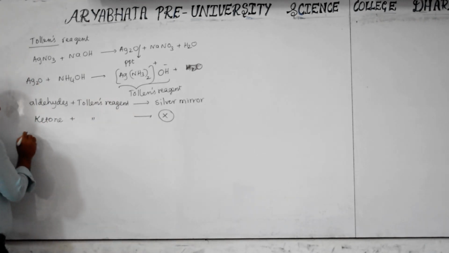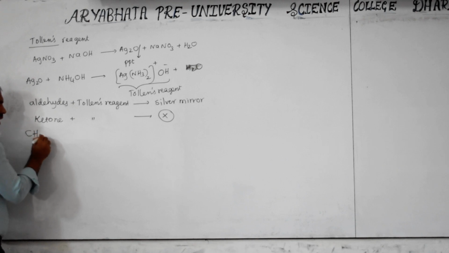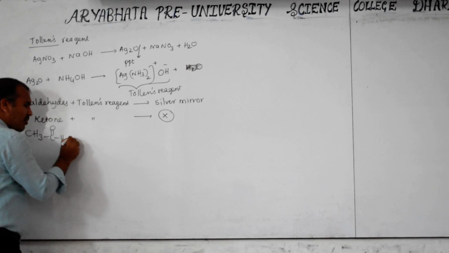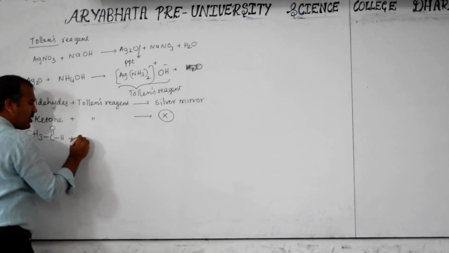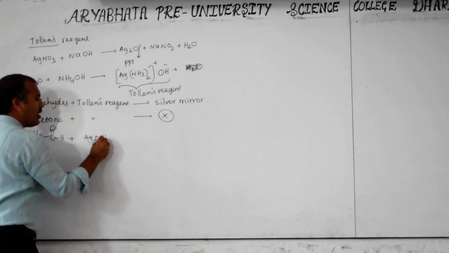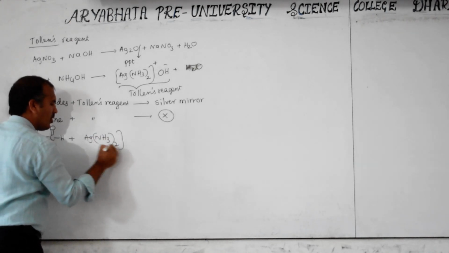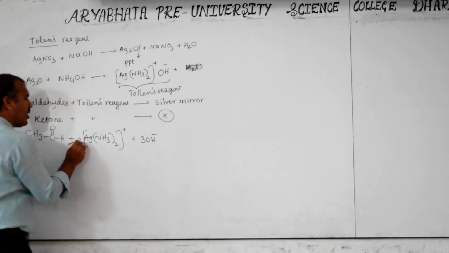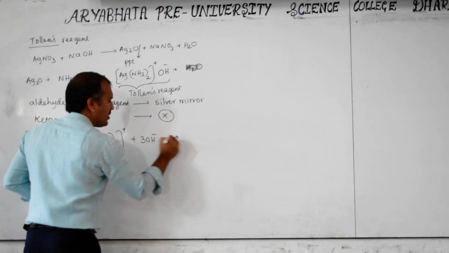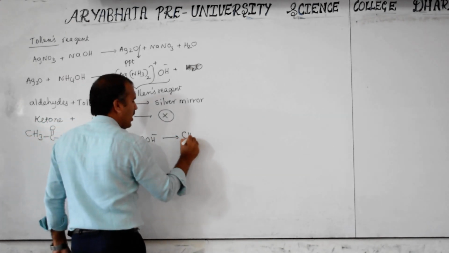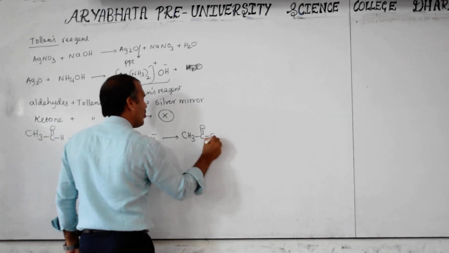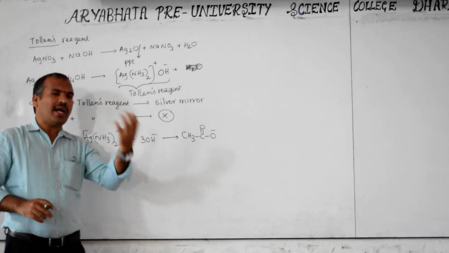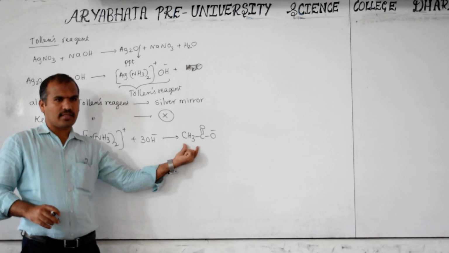Take one example: acetaldehyde, CH3CHO, which reacts with Tollens reagent. What is the Tollens reagent formula? Ag(NH3)2 plus, and OH minus, and here we can take 2 moles. It is an already balanced equation I am writing down. Then CH3COO minus, it is carboxylate. If you next add H plus, then it becomes the acid CH3COOH.